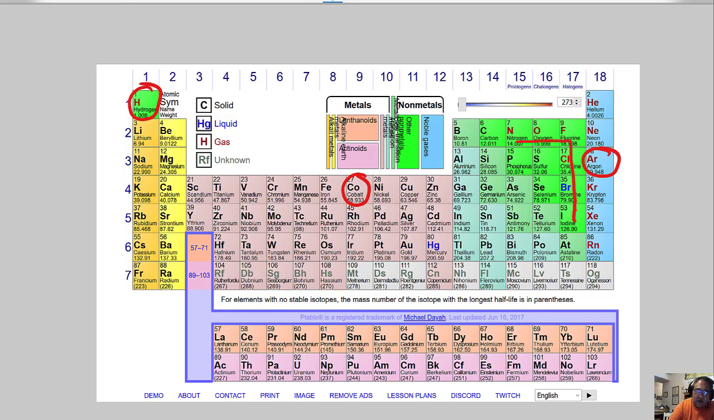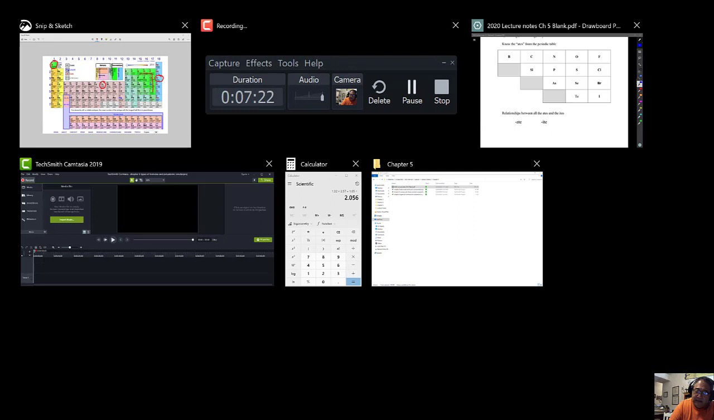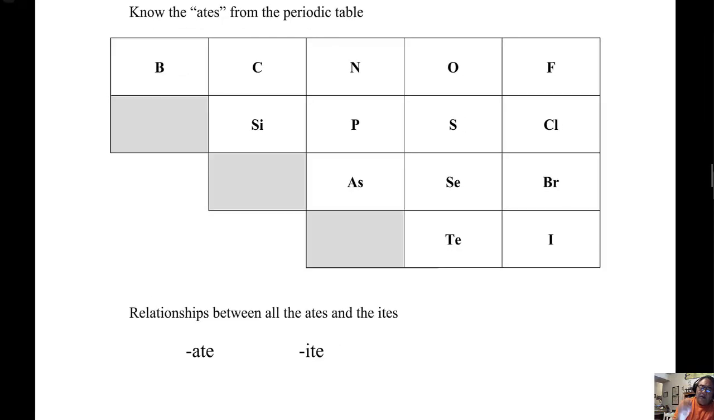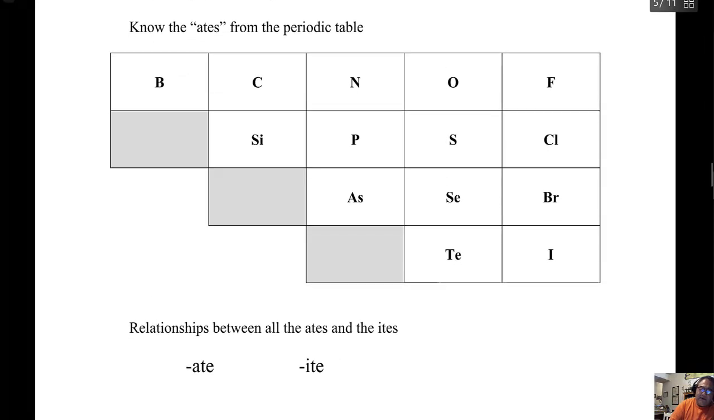Okay, so let's go back and I'll tell you what the trick is. This is known as the table of ates, and that means the anion ends in the phrasing ate. I'll write a couple of them for you: PO4, SO4, AsO4, and SeO4. Those are all ates.